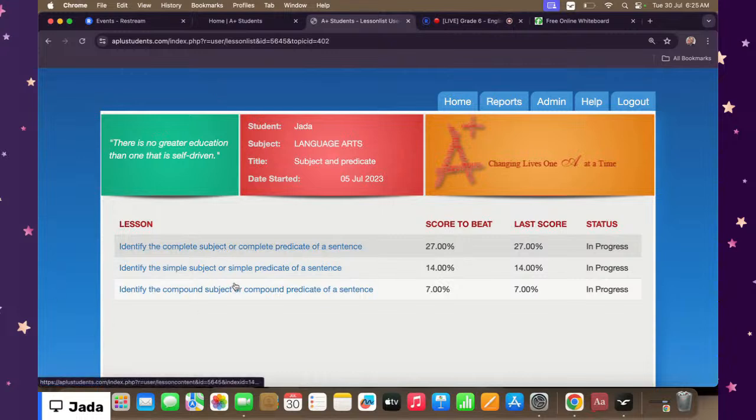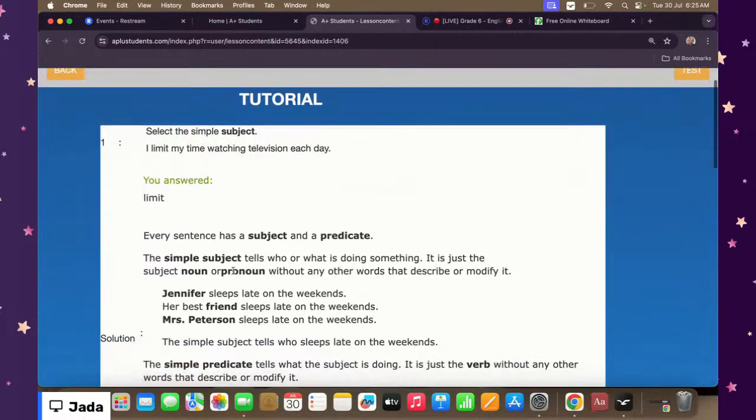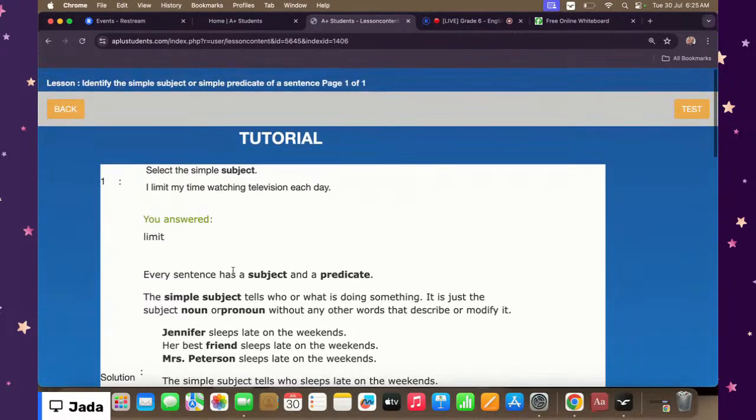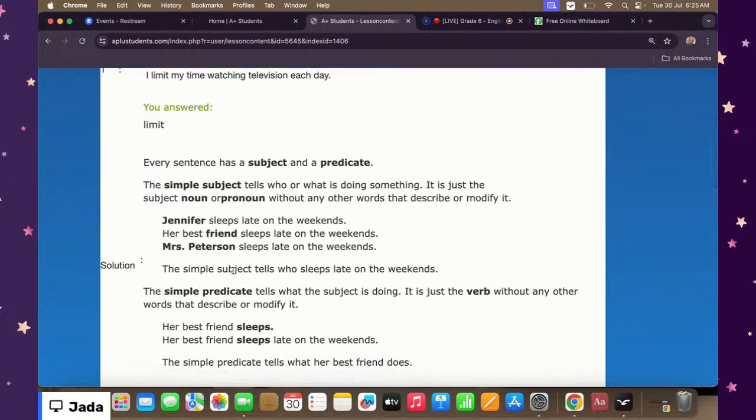So let's move on to the next lesson, which says identify the simple subject or simple predicate of a sentence. Now we will have to identify the simple subject and simple predicate. This is similar to what we've done earlier. The simple subject tells who or what is doing something. It is just the subject noun or pronoun without any other words that describe or modify it. It could be the name of a person or it could be a pronoun.